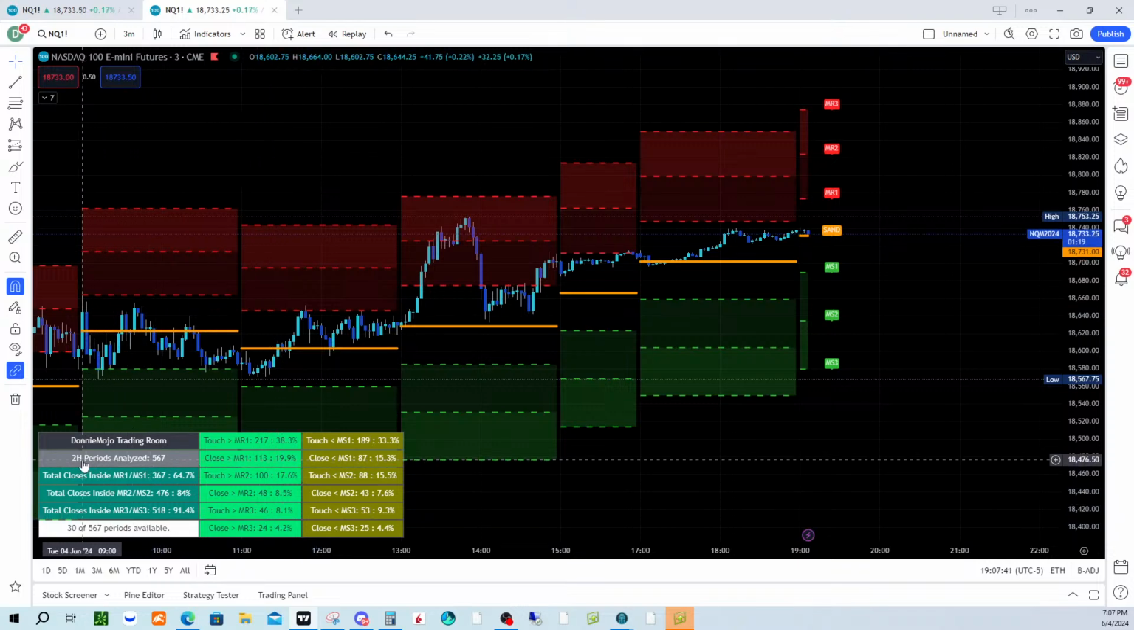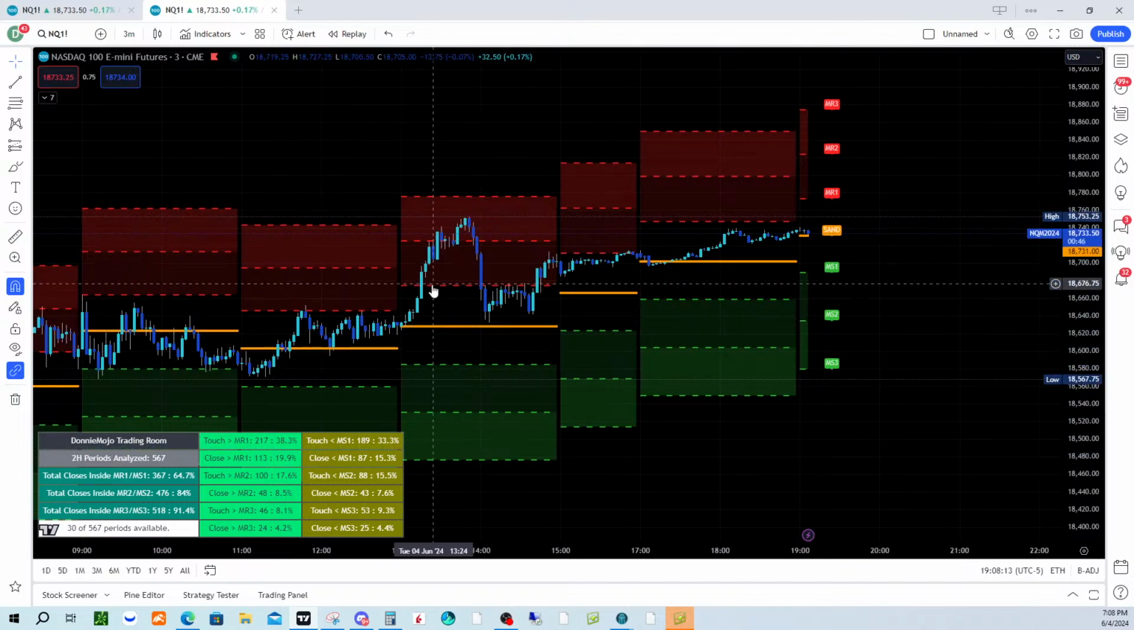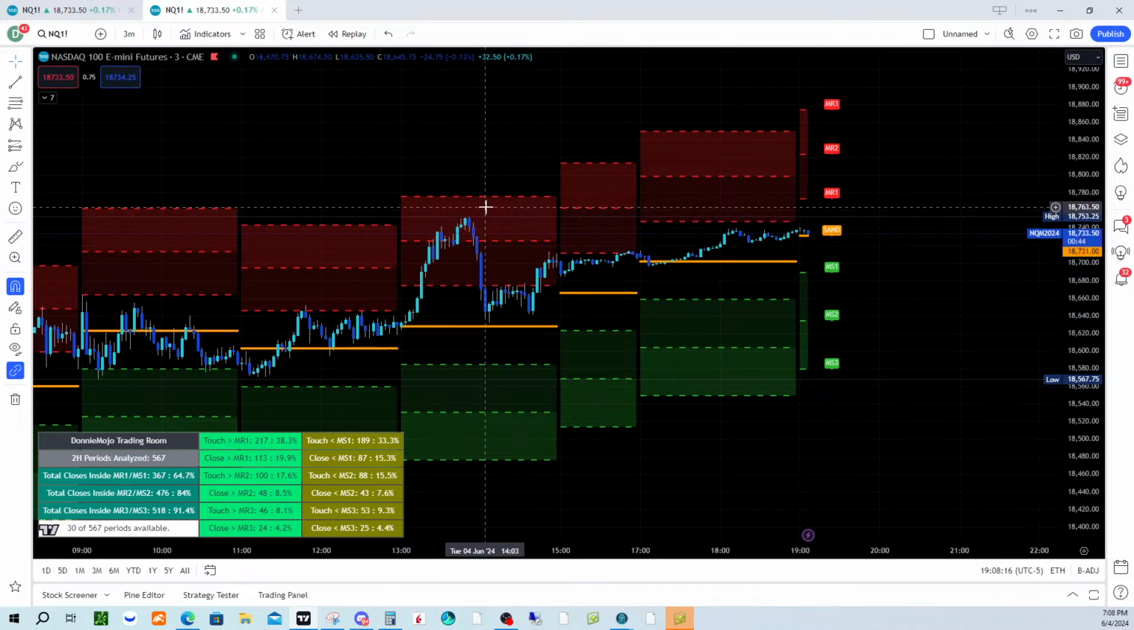So over those 1,100 hours, only 38% of the time did it touch the MR1, which is this line right here, that first line above the line in the sand. It's been a long day. So 38% of the time it touched it and then blew through it and got above it.